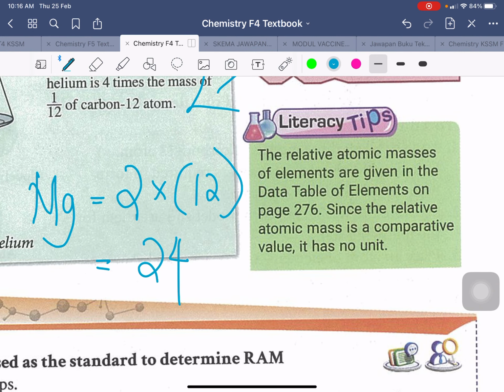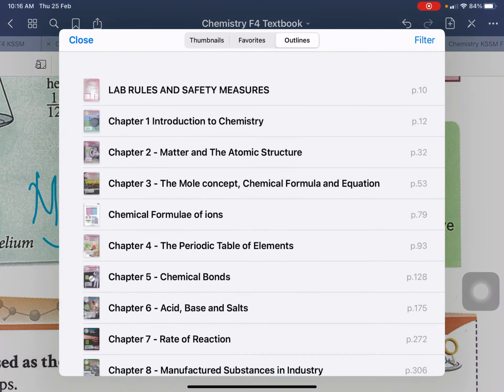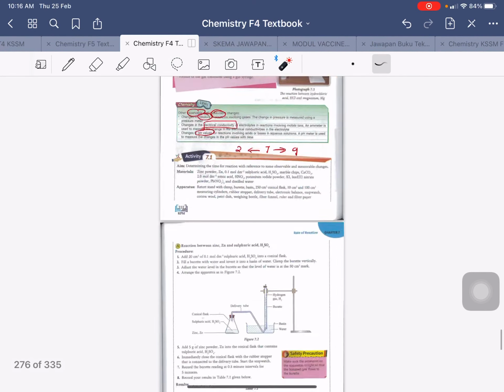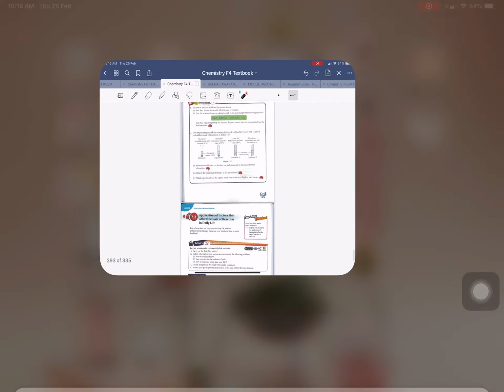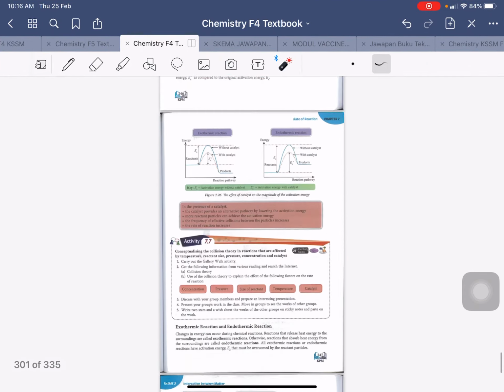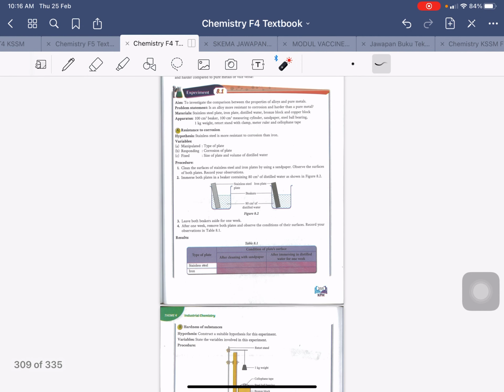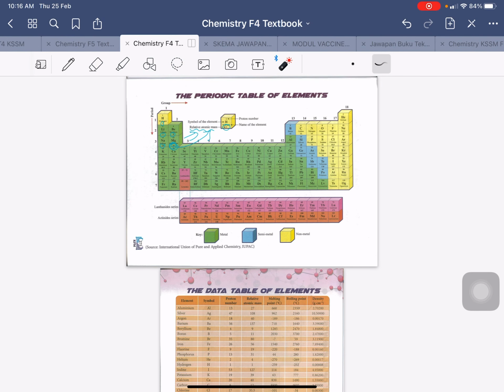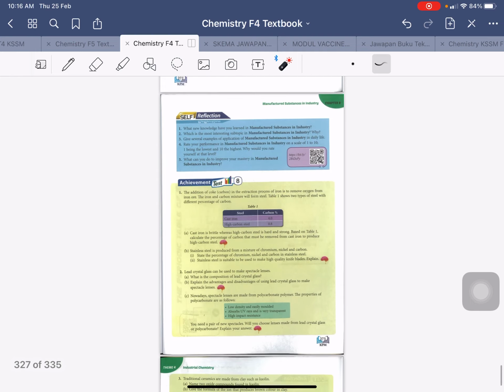Satu lagi yang I need to stress out here, literacy tips. The RAM of element are given in the data table of element on page 276. Since the relative atomic mass is a comparative value, it has no unit. So tiada unit. Mari kita tengok muka surat 276. Okay, 276 in your textbook. Sebab dia ni adalah dibanding-banding saja kan. So maksud the buku teks just now is memandangkan dia ni adalah perbandingan saja punya jisim. So dia tidak ada unit.